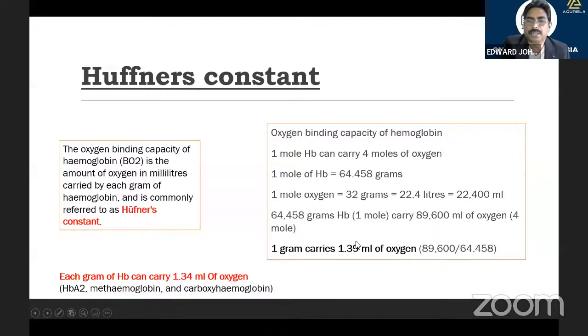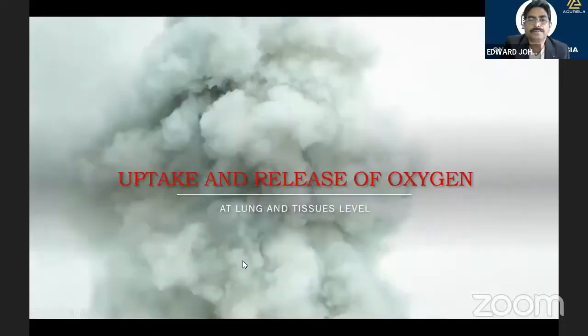So this is the calculation. It is a simple calculation. The numbers are only annoying, but it is simple. But when researchers measured the oxygen capacity of hemoglobin, it comes around 1.34 ml because of the presence of other hemoglobins like hemoglobin A2, methemoglobin and carboxyhemoglobin.